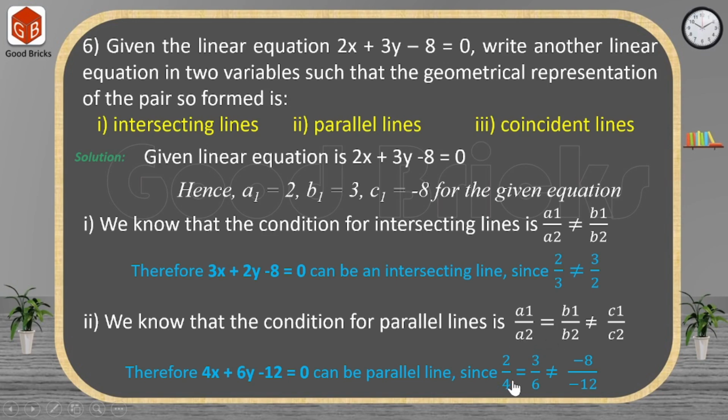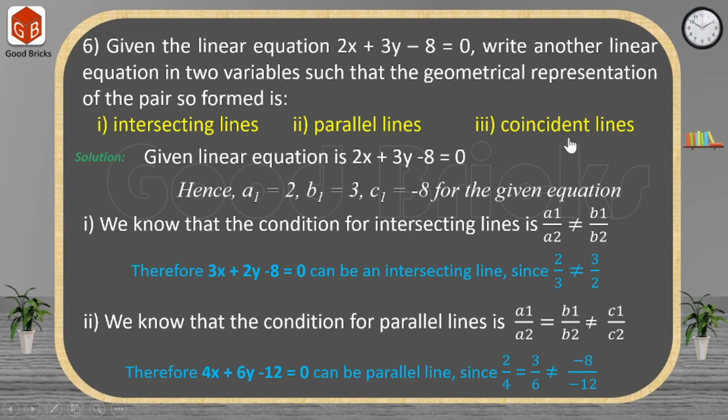And when you simplify, 2/4 is nothing but 1/2, 3/6 is nothing but 1/2. So a1/a2 = b1/b2 but not equal to c1/c2. c1/c2 you will get 2/3, whereas these two values you are getting 1/2. So now we have written one more equation, this equation which is parallel to the given line equation.